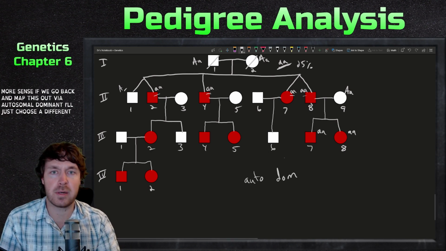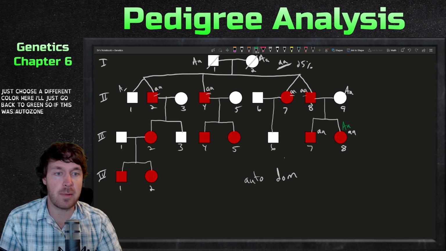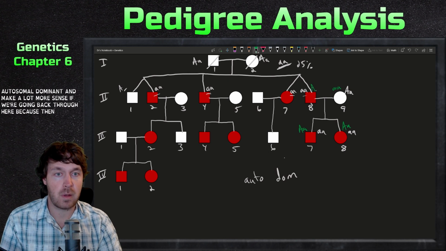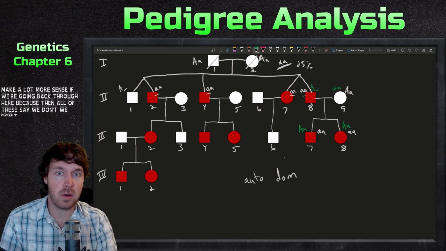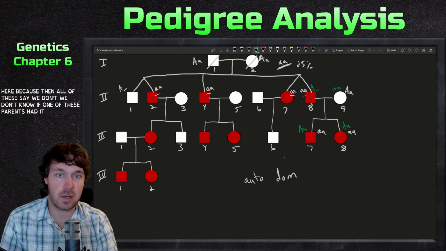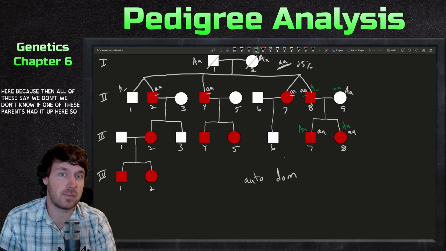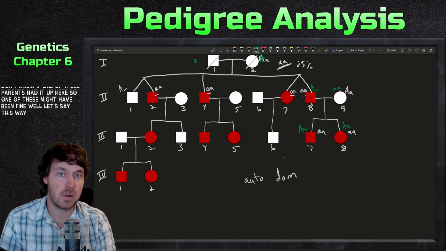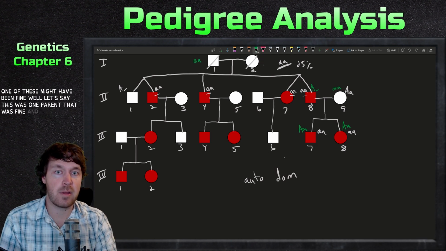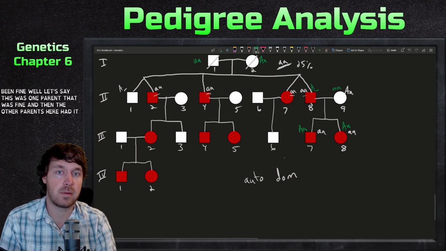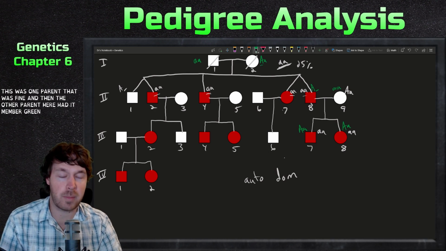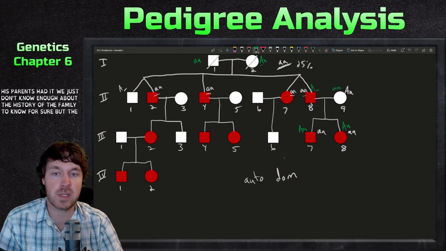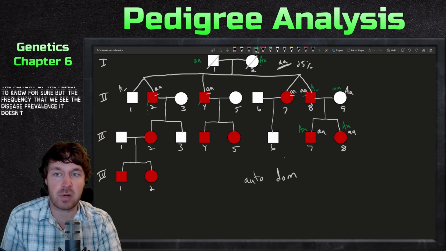I'll just choose a different color here. I'll just go back to green. So if this was autosomal dominant, it'd make a lot more sense as we go back through here, because we don't know if one of these parents had it up here. So one of these might have been fine. Let's say this was one parent that was fine, and then the other parent here had it. Remember, green, we're talking about the dominant form here. So if this parent had it, we just don't know enough about the history of the family to know for sure. But look at the frequency of the disease prevalence, it doesn't skip generations or anything like that.